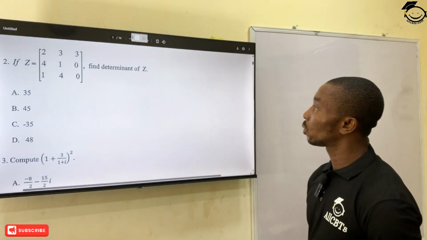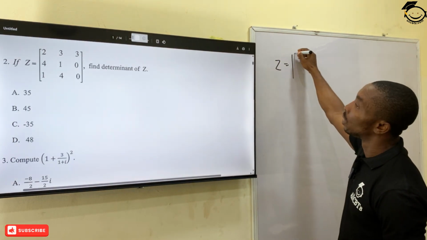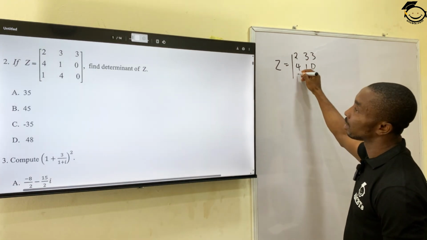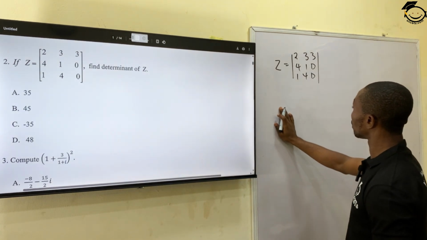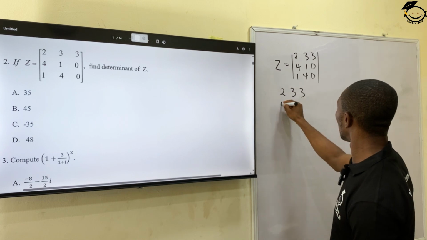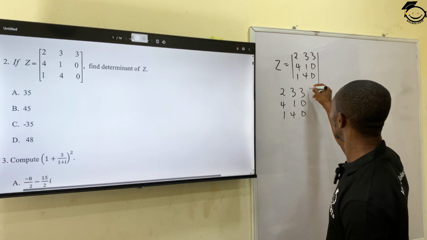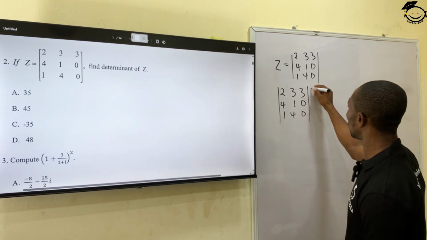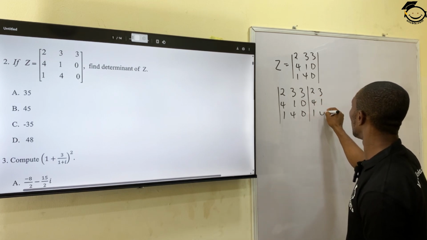If z equals 2 3 3, 4 1 0, and 1 4 0, find the determinant of z. Now we are going to write it as 2 3 3, 4 1 0, 1 4 0. Okay, now taking these two rows over to this, we are having 2, 3, 4, 1, 1, 4.